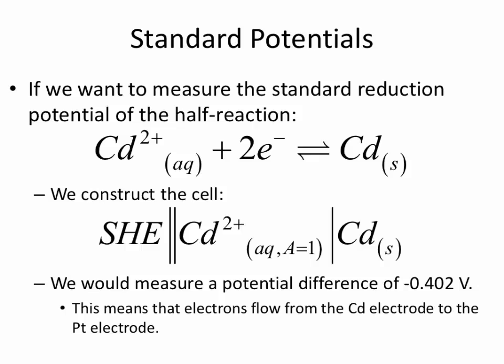And in this case, we would measure a potential difference of negative 0.402 volts. And this means that the electrons are flowing from our cadmium electrode to our platinum electrode. That is, the electrons are going this direction.